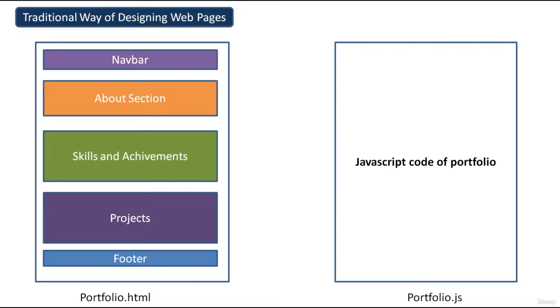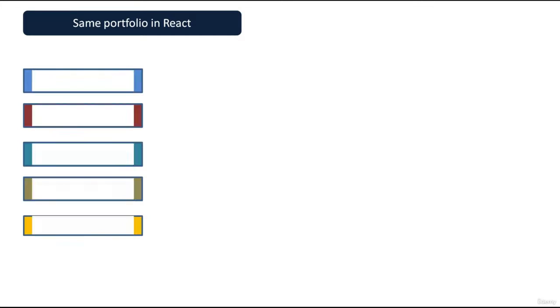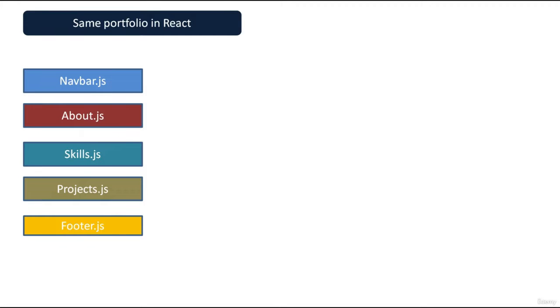It is the normal way of creating a web page using traditional HTML and JavaScript. Now we will see how to design this same portfolio.html web page using ReactJS. Here you can see the same portfolio web page in React. First, we will design every section of the web page as a separate component. Here you can see there are 5 components: navbar.js, about.js, skills.js, projects.js, and at the last we have footer.js.